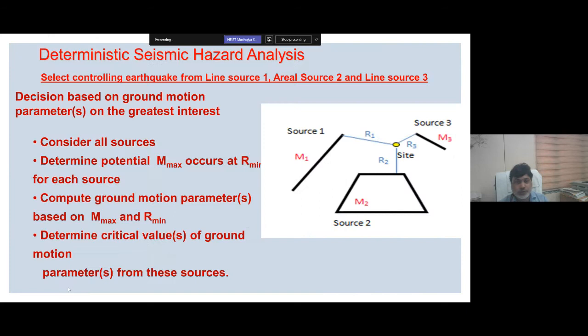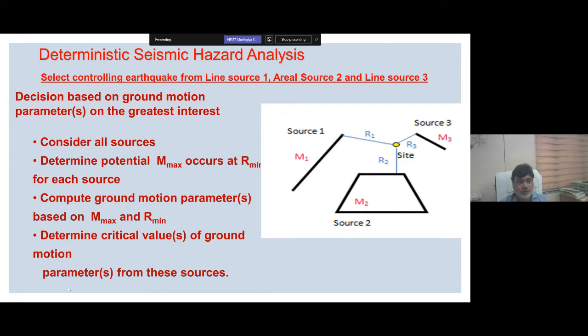Let me make this clearer. In deterministic seismic hazard analysis, we select a controlling earthquake from line source 1, area source 2, or line source 3, whereas in the probabilistic approach each and every contribution we have to take. And the decision is based on the ground motion of greatest interest.